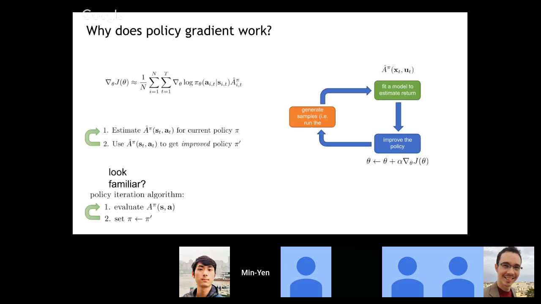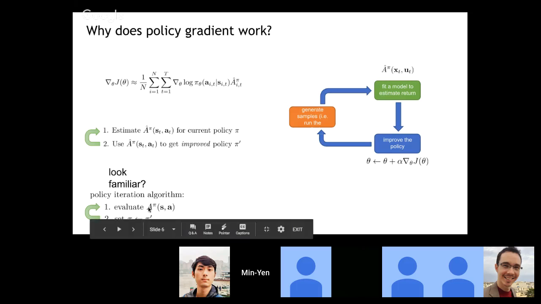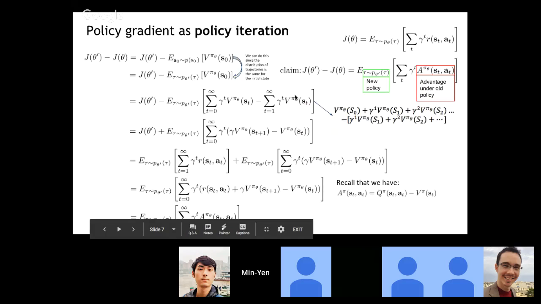And it's sort of familiar into some form of iteration step where we constantly evaluate what's the advantage, and then we try and set the policies into the new ones, right? Okay, so how do we look at it as a sort of policy iteration kind of view?